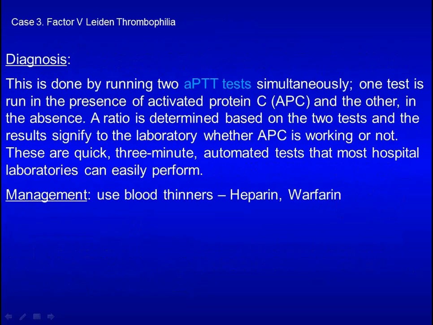For diagnosis, two APTT tests are run simultaneously. One test is run in the presence of activated protein C, and the other one without. A ratio of APTT results from these two tests provides evidence for diagnosis. There's no cure for this disorder yet. Treatment is focused on prevention of thrombotic complications using blood thinners such as heparin and warfarin.